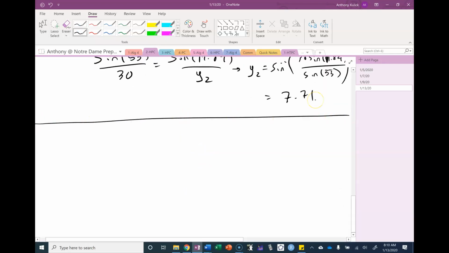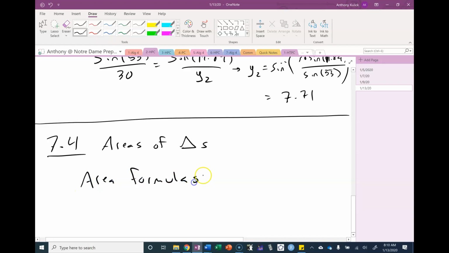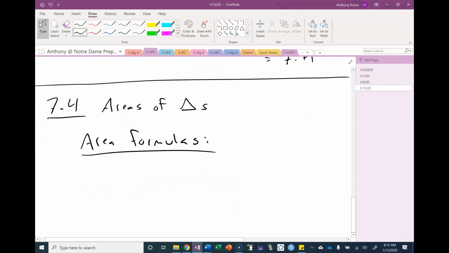On to the last section in chapter 7, which is about areas of triangles. Now, there is an area formula for triangles that you guys learned in your geometry classes. Anybody remember that formula? Good. It's 1/2 base times height.